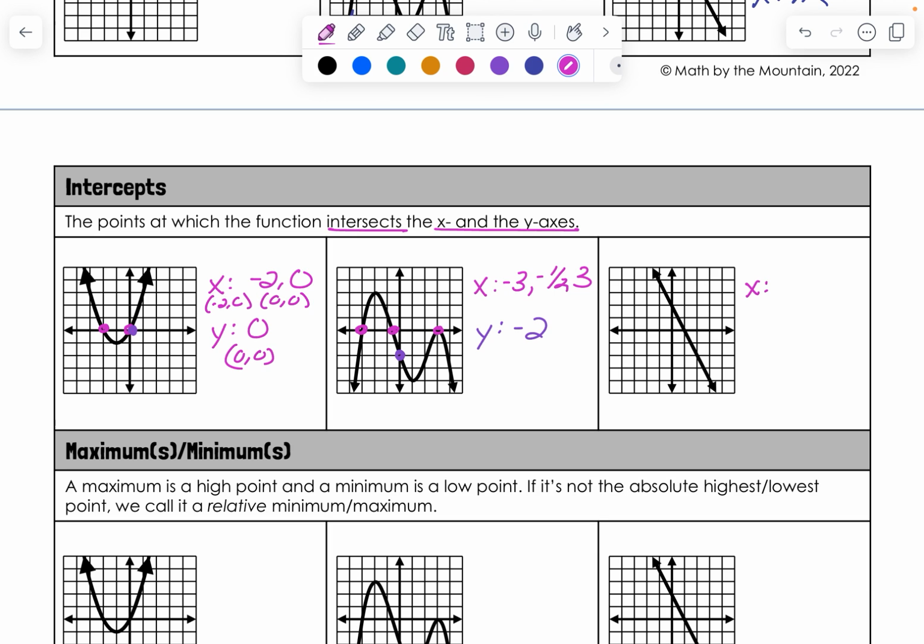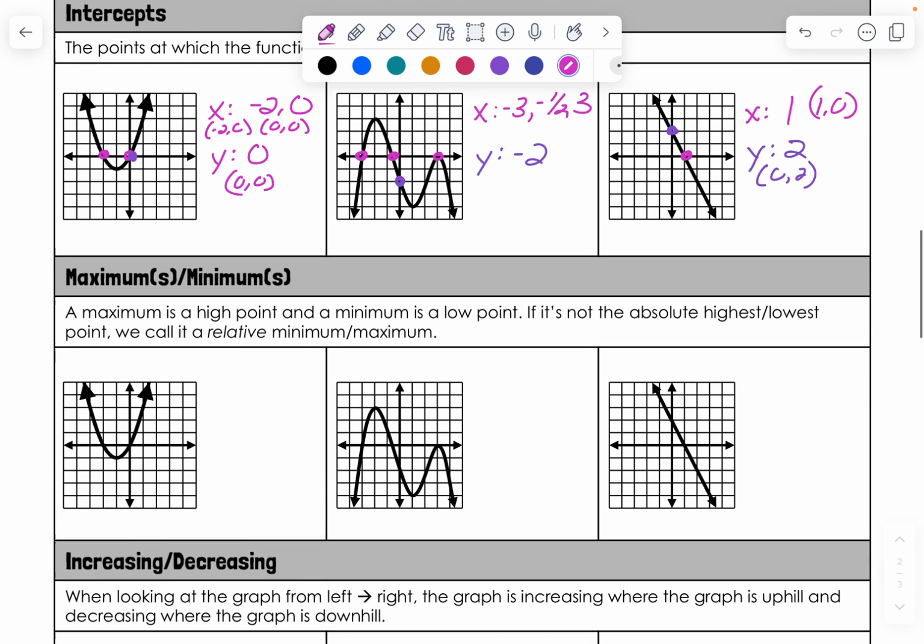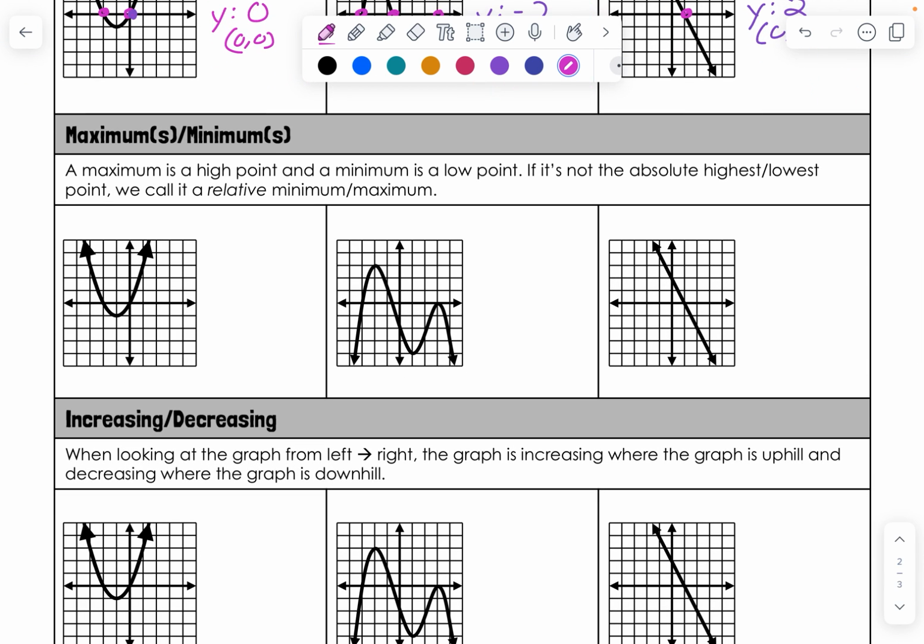X-intercepts, let's see, X-intercept is right there at 1. And Y-intercept is right there at 2. Again, this could be 0, 2. This could be 1, 0 if we did ordered pairs. Okay.